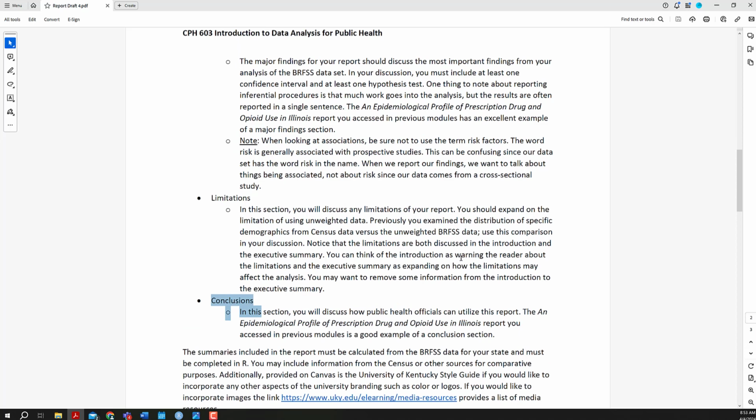And again, I still have a couple of changes I need to make to this draft. So the version that you see on Canvas may be slightly different than the one you're seeing here in the video. So as always, if you have any questions, please let me know. I'm more than happy to help in any way that I can.